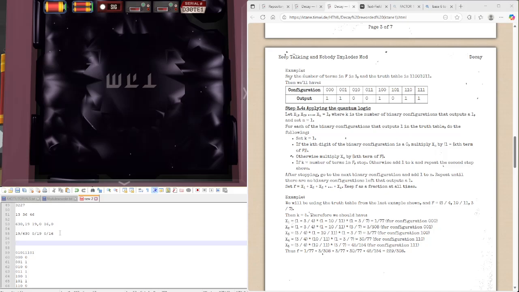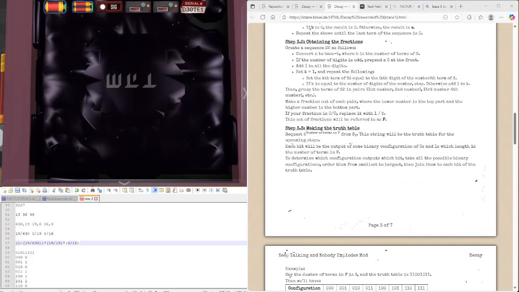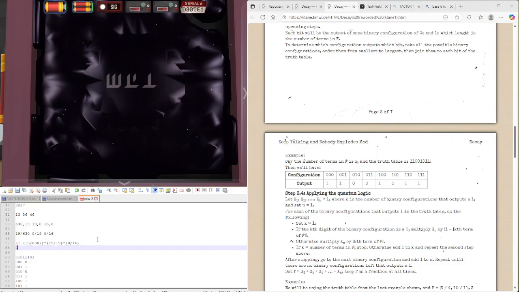So we would need 1 minus 19 over 30 times 19 over 19 times 16. So that would give us 0.